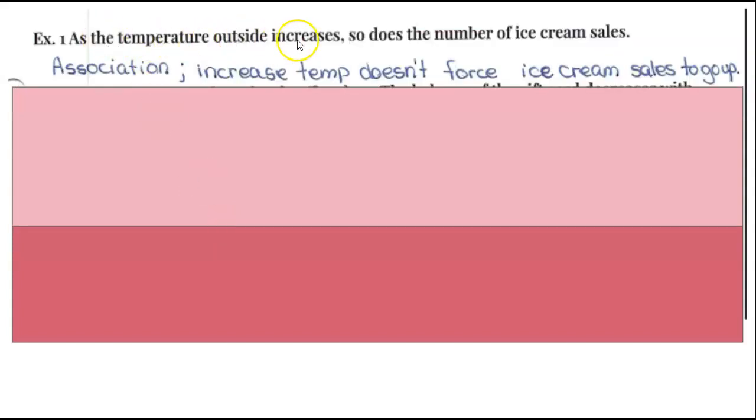The temperature outside increases, so do the ice cream sales. Well, it's an association for sure. But guess what? It didn't force me to buy ice cream. Maybe it's too expensive and I don't want to buy ice cream. It didn't force it. Yeah, it probably does go up, but that's still association, not causation.